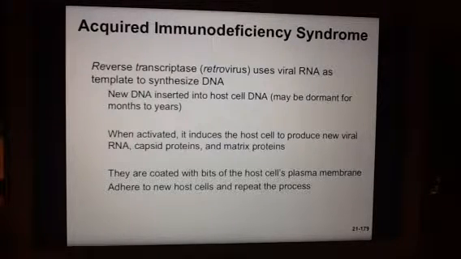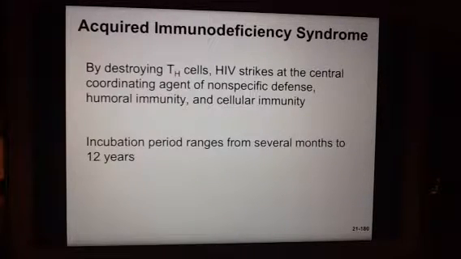And so when it's activated, it induces the host cell to make more viral RNA and proteins. And so the instructions that are on the new DNA are to make more viral RNA. And that whole process destroys those helper T cells, and so that allows HIV to strike at the central agent of nonspecific defense, and it kind of doesn't allow those helper cells to help with cellular immunity.